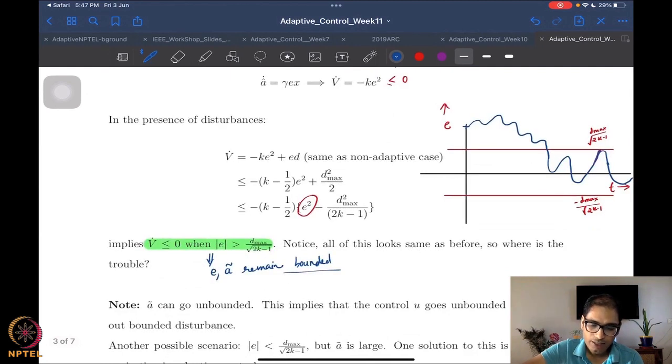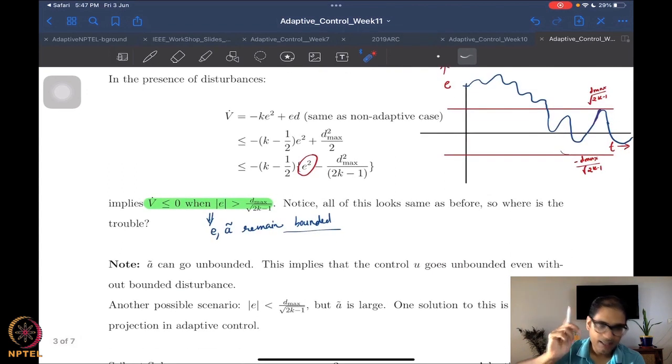Excellent. Now, once E gets inside this residual set is when problems begin. Because inside this residual set, you know that E will never escape this set. So it will always remain inside this set, as long as you apply the control, of course. You stop applying the control, no guarantees. But if you continue to apply the control, E will remain inside this set.